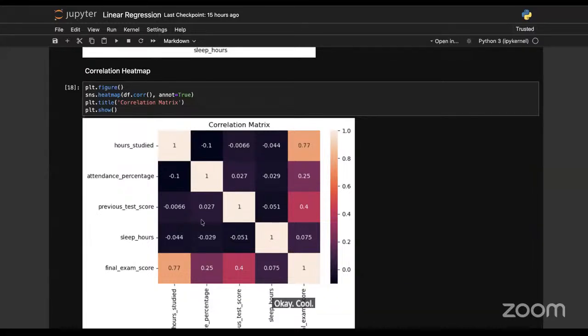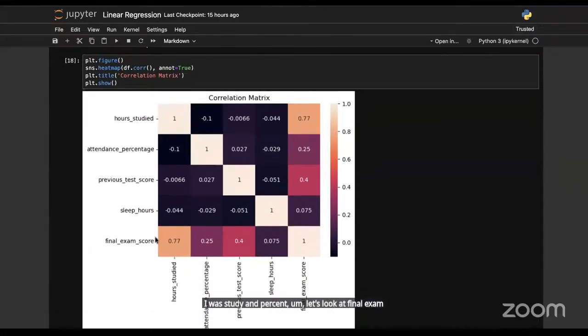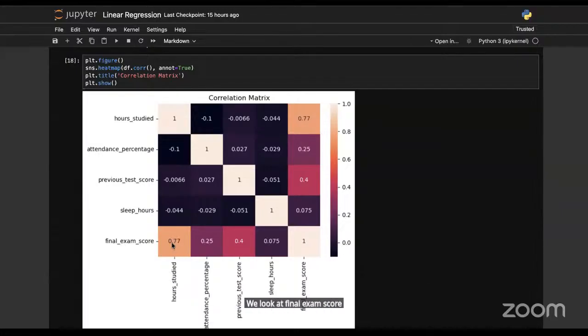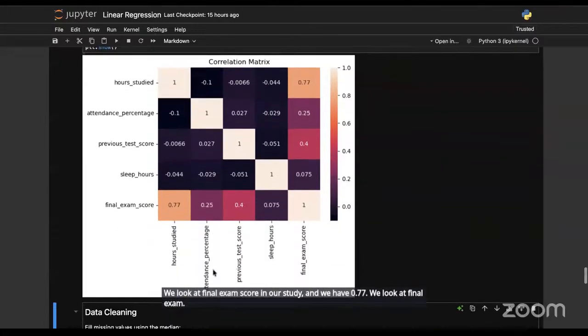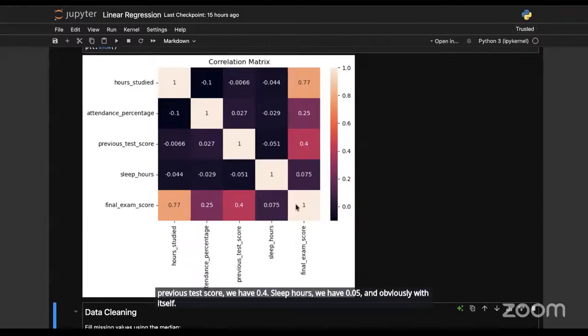Cool. So we see 0.77. This is the one that we're looking at. Let's look at final exam scores, given that that's our target variable. We look at final exam score and hours studied, and we have 0.77. Final exam score and attendance percentage, we have 0.25. Previous test score, we have 0.4. Sleep hours, we have 0.05. And obviously, with itself, it will have a perfect relationship.